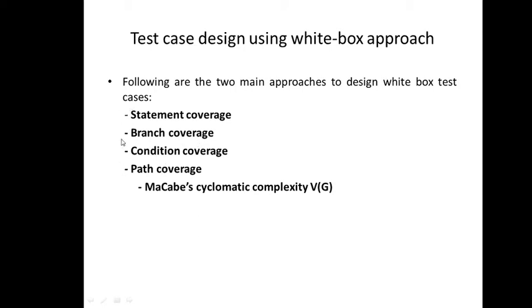These are arranged in a particular order. We'll say branch coverage is a stronger strategy than statement coverage. Condition coverage is a stronger strategy than the branch and the statement coverage, while path coverage will be a stronger strategy than the previous three. So this is how they are being arranged here.